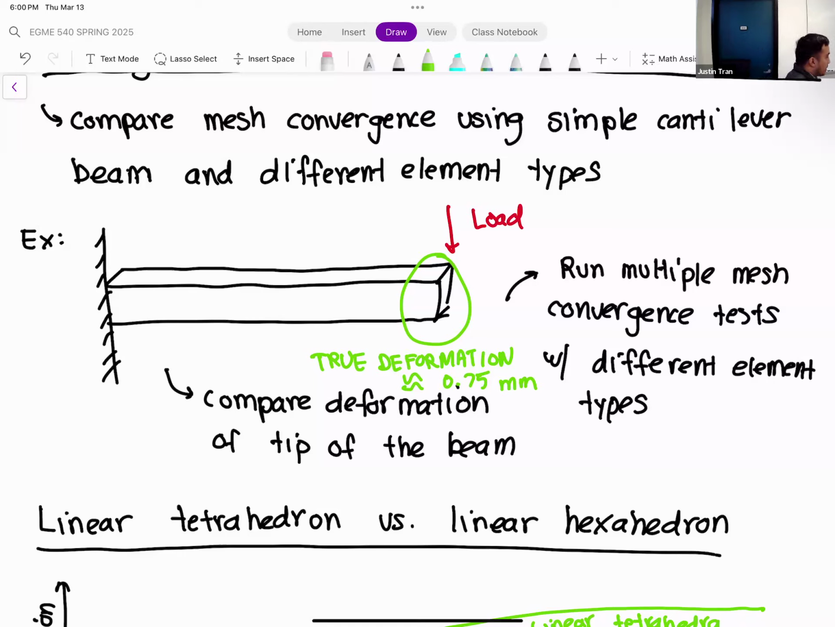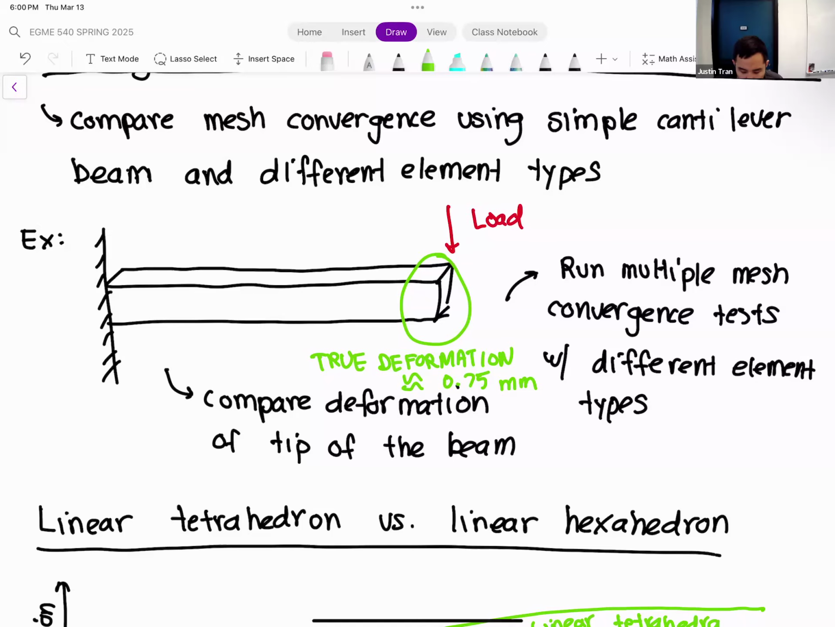And we know that in this case, because the geometry is fairly simple, there's actually an analytical solution, but you can also easily verify this as well. And typically, if you refine your mesh enough, you should get there. So the true solution is 0.75. So we're going to see how quickly these different mesh elements approach 0.75, if they approach it at all.